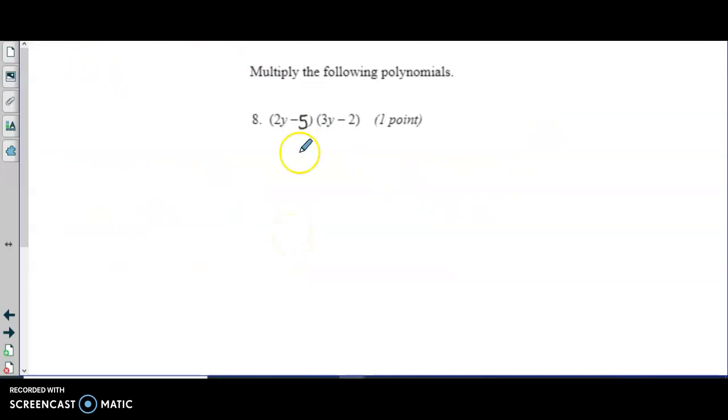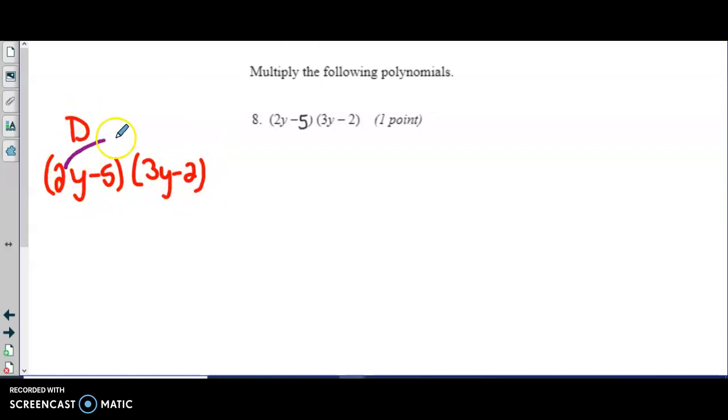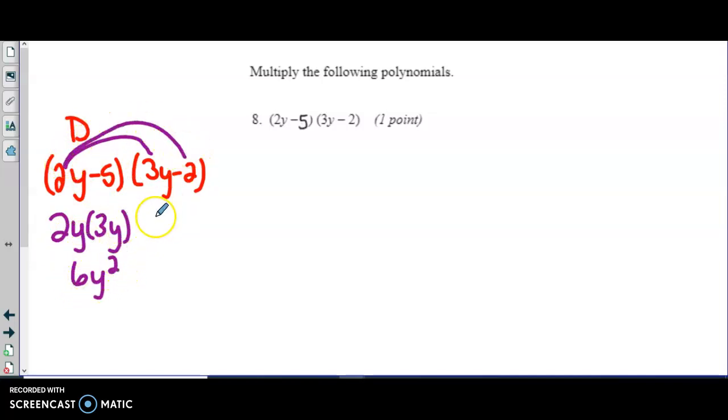All right, when we get to a problem like this, if we think about distributing, we have a lot of distributing going on here. We have to do the 2y times 3y, and that would give us 2 times 3 is 6 with 2y, so y squared. Then we have to do the 2y times negative 2, which would be negative 4, and then there's just 1y.